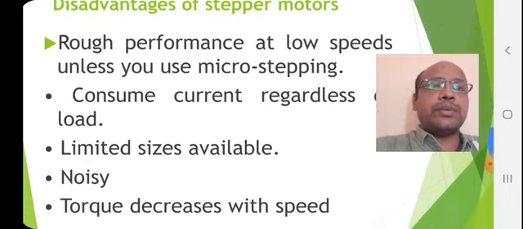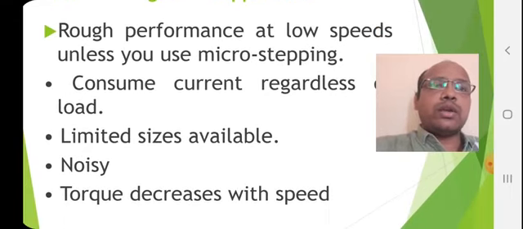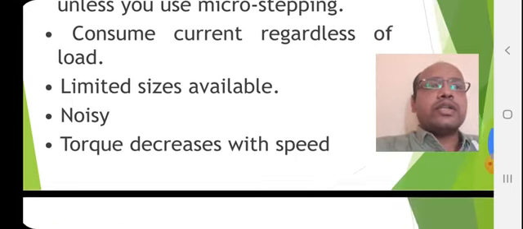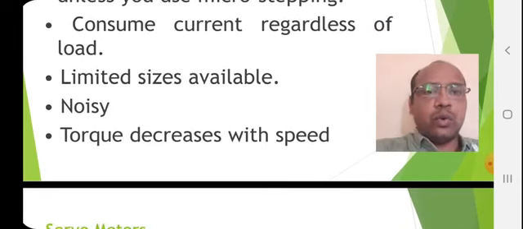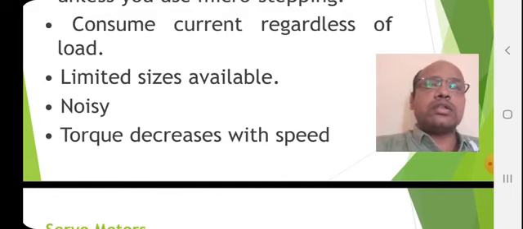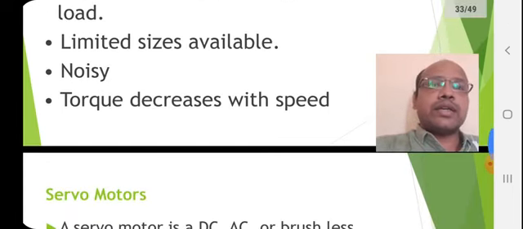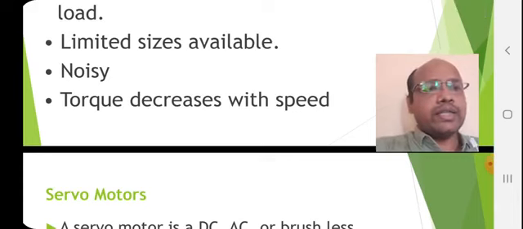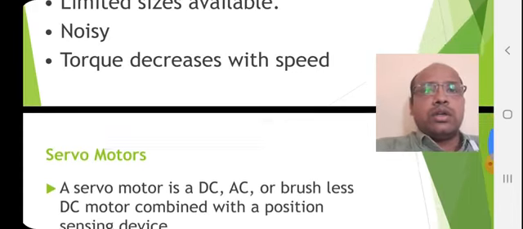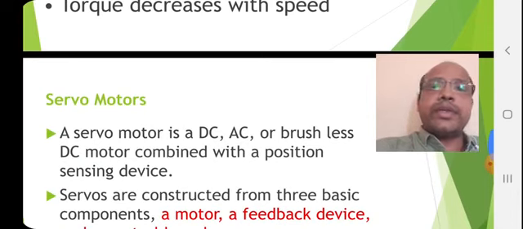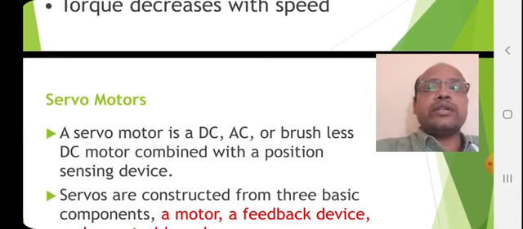Now the disadvantages of stepper motor. Rough performance at low speeds unless you use micro stepping. It consumes current regardless of load. If there is no load, it also consumes current. Limited sizes are available for stepper motor and it is quite noisy also. Torque decreases with speed. This is one disadvantage.